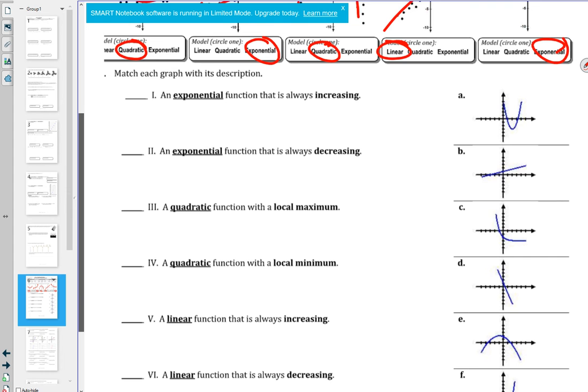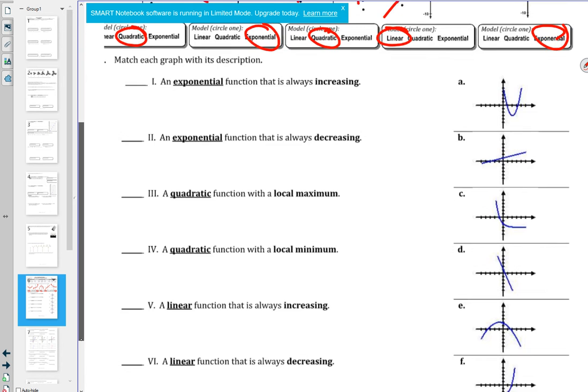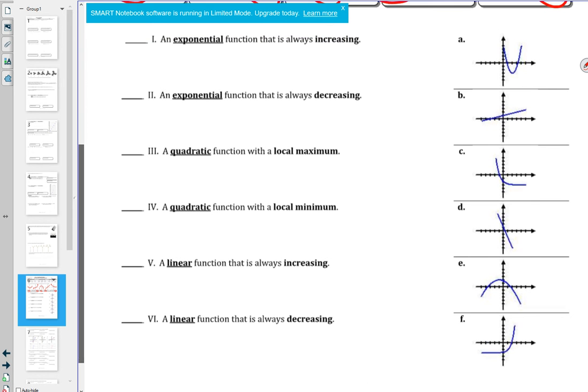So an exponential function that is always increasing. What's another name for an exponential function that is always increasing? It's a growth, yeah. Which one of these looks like a growth? Is it F? Or is it down?